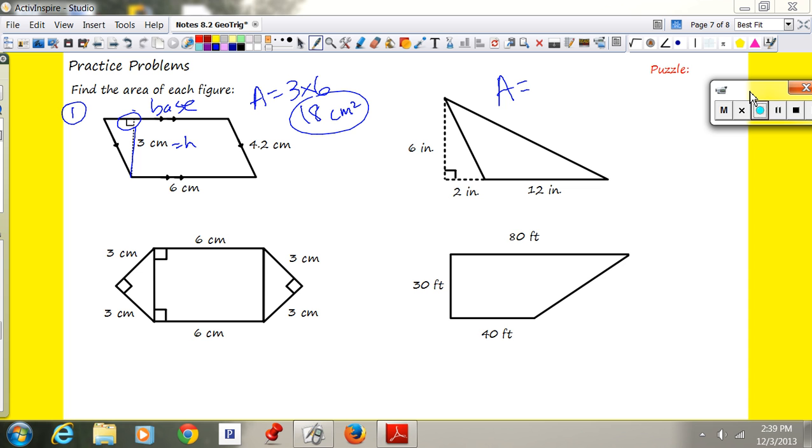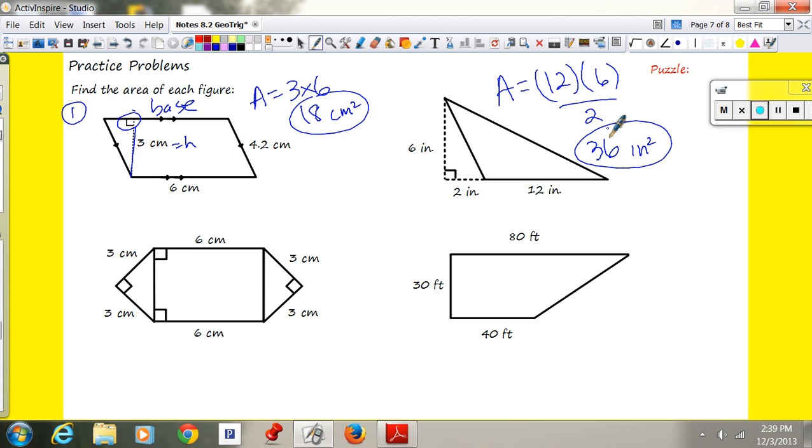What's the base of my triangle? 12. What's the height of my triangle? 6. And divide by 2, you're going to end up with 36 square inches. Now what is this 2 there for then? It's just to show you that you need to make sure you come straight down, and that's 2 inches away from an obtuse angle. The only way you can get an obtuse triangle to have an altitude on the inside of the triangle is if you do it in here.